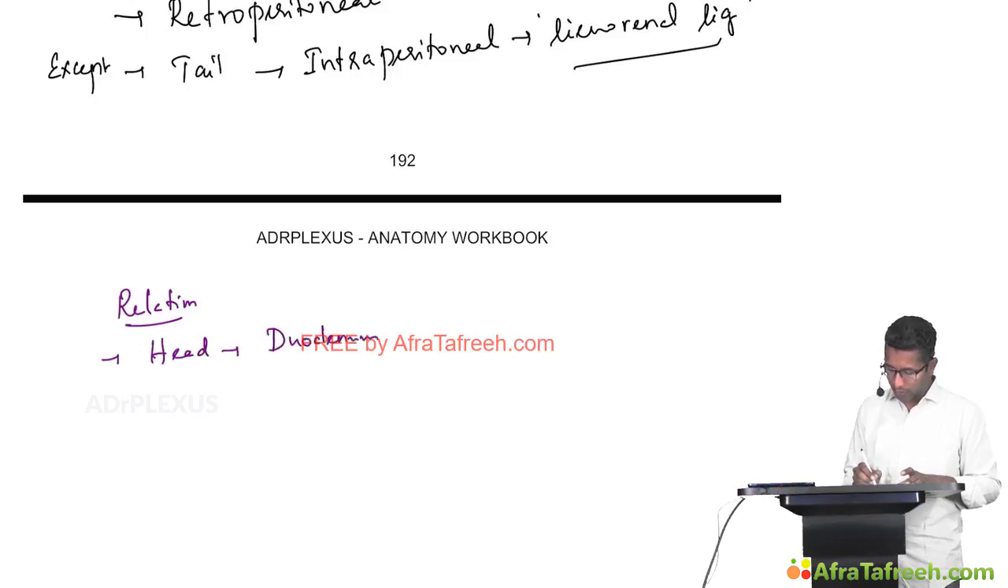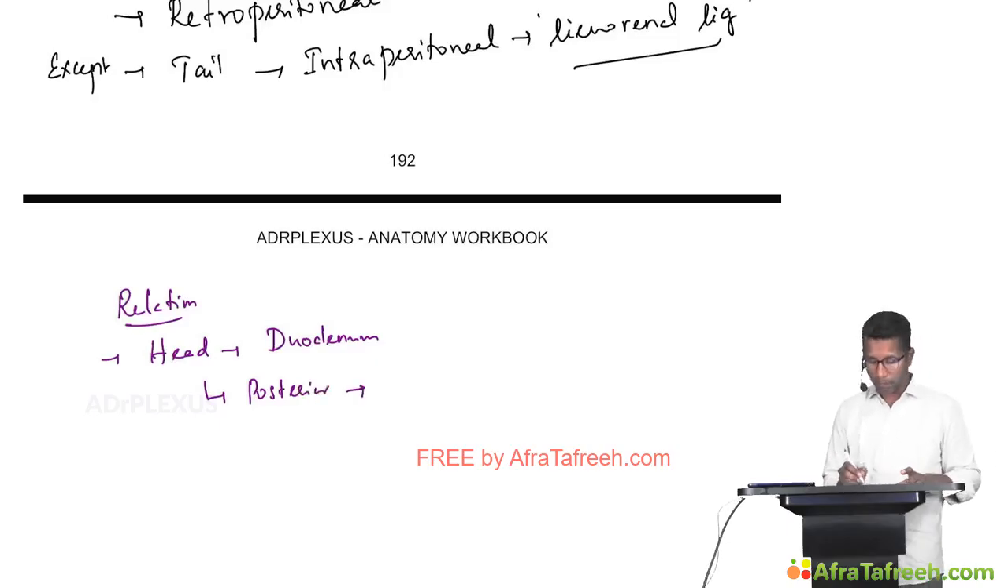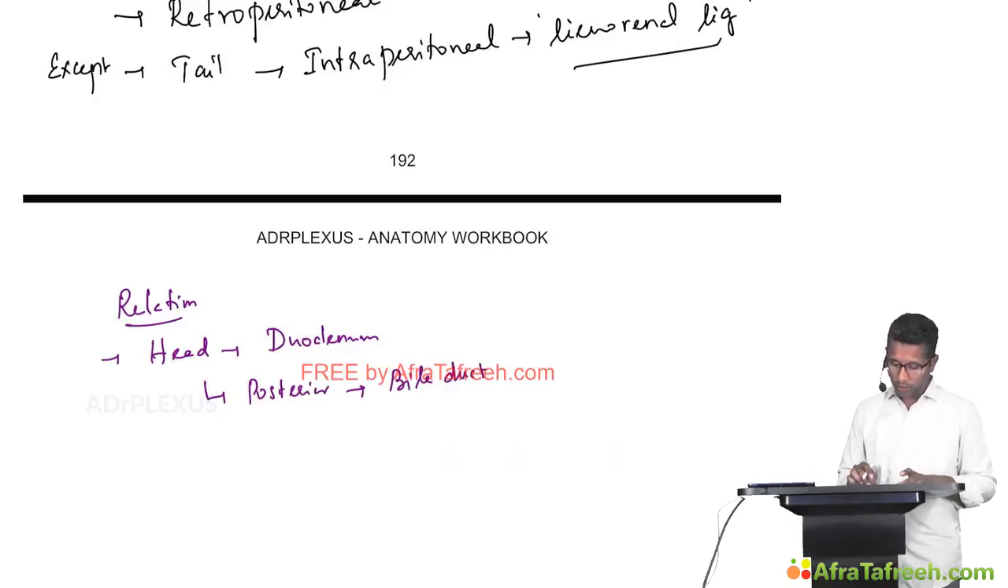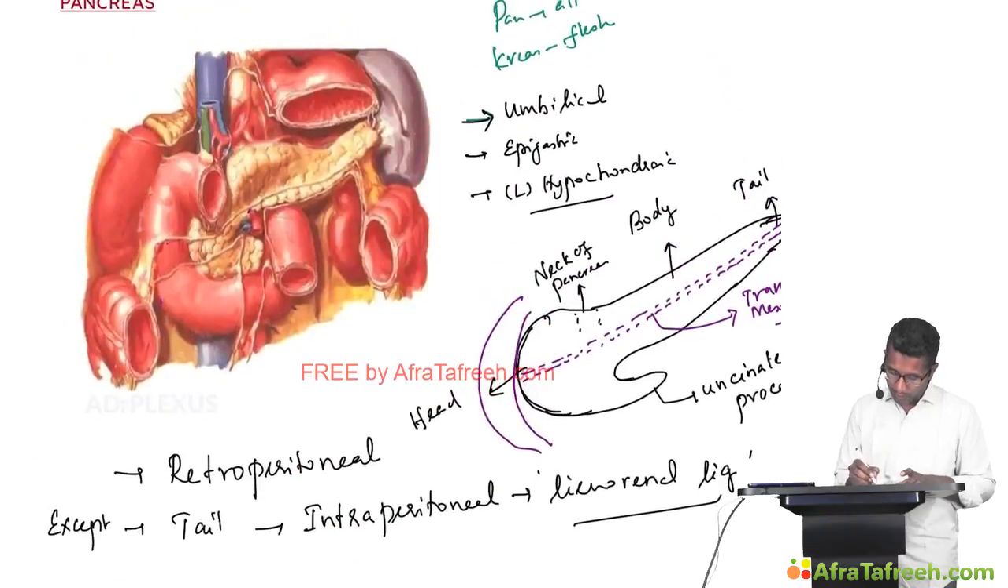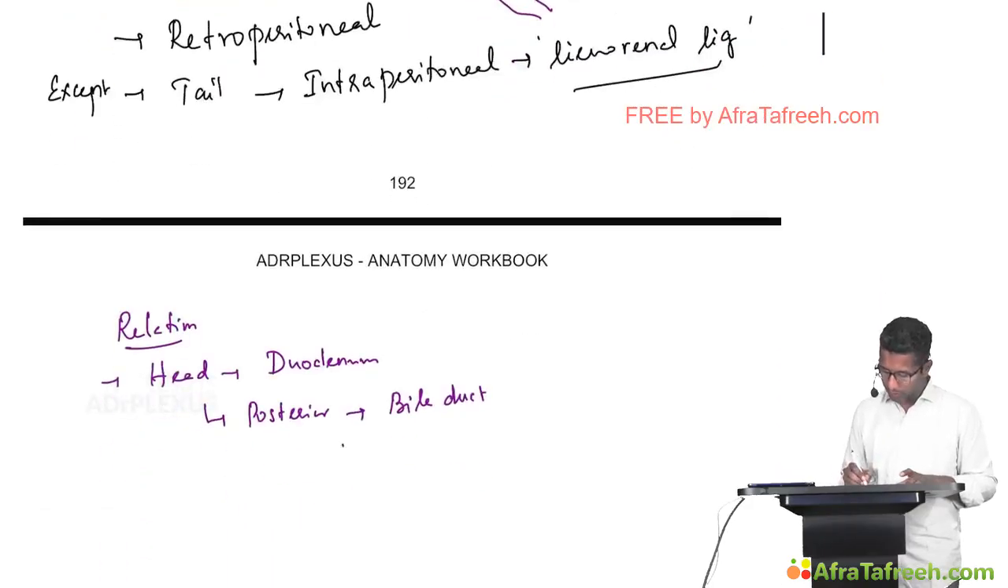The head on the posterior aspect is related to the bile duct. It is also related to this vein, which is called the inferior vena cava, which lies behind the head of the pancreas. So the head of the pancreas posteriorly is also related to the inferior vena cava.